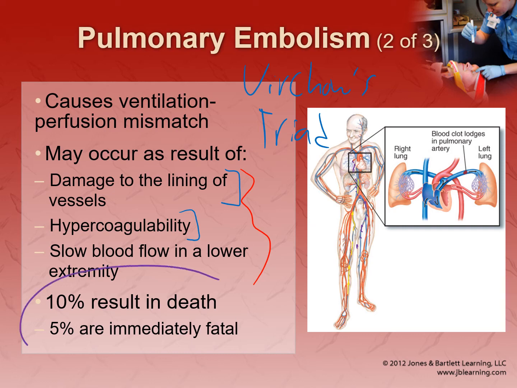These statistics are a little presumptive, I think, because we don't know how frequently people get small pulmonary emboli that their body just breaks down and deals with on its own. But there's a small proportion of diagnosed pulmonary emboli: 10% of diagnosed pulmonary emboli result in death, and 5% are instantaneously fatal.